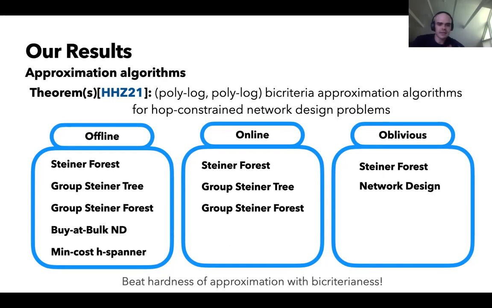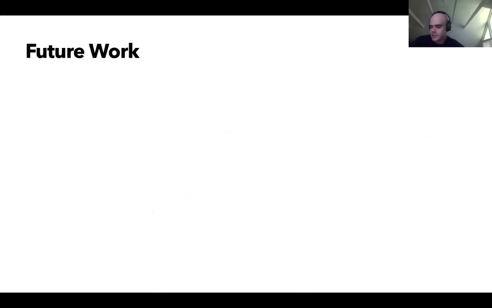Now, the details of these algorithms aren't so important, but I think the cool thing to note here is that we know that for even just offline hop-constrained Steiner forest, we shouldn't get a polylog approximation. But by using bicriterianness, we're able to beat the known hardness of approximation, this label cover hardness of approximation for Steiner forest.